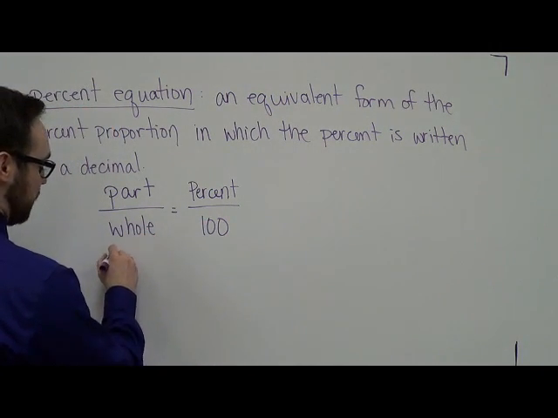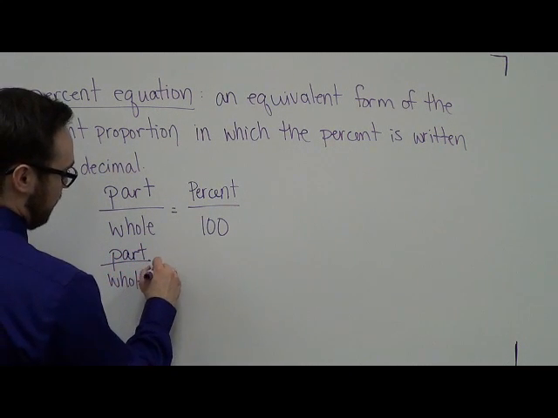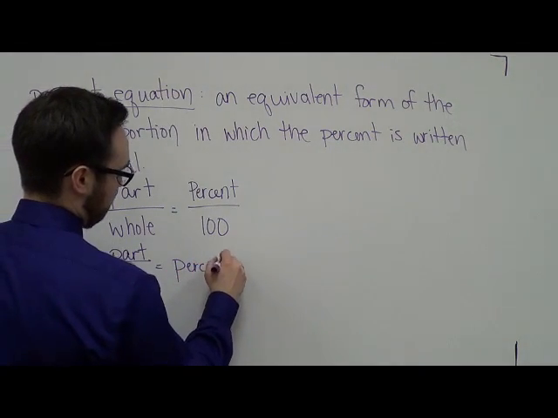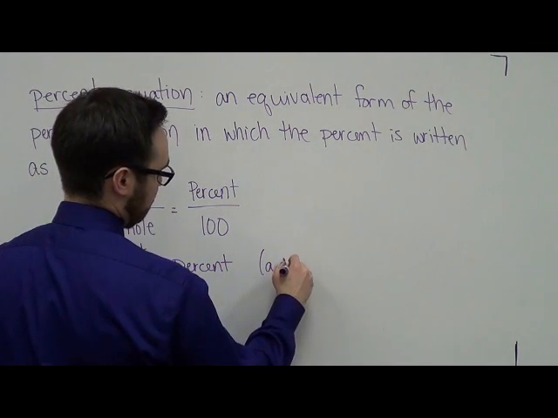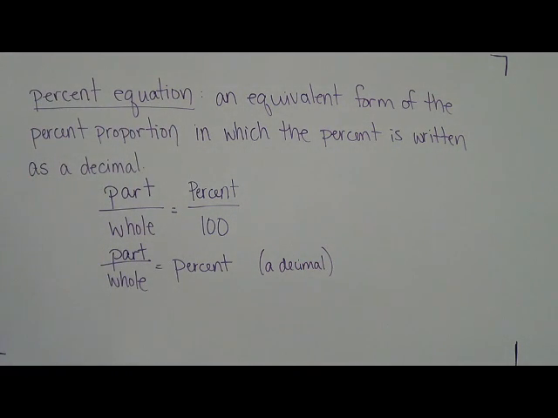So here we're saying then that we have the part over the whole is equal to the percent, but here the percent is just a regular decimal because we've divided it by 100. If you remember what we talked about earlier in the week with decimals to percentages and percentages to decimals, if you take the percentage and put it into decimal format, you divide it by 100 and move that decimal 2 places to the left. So we did that here, and now we've written it as a decimal.